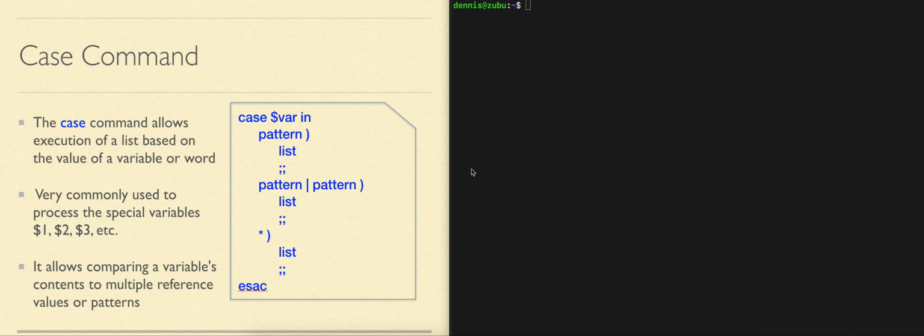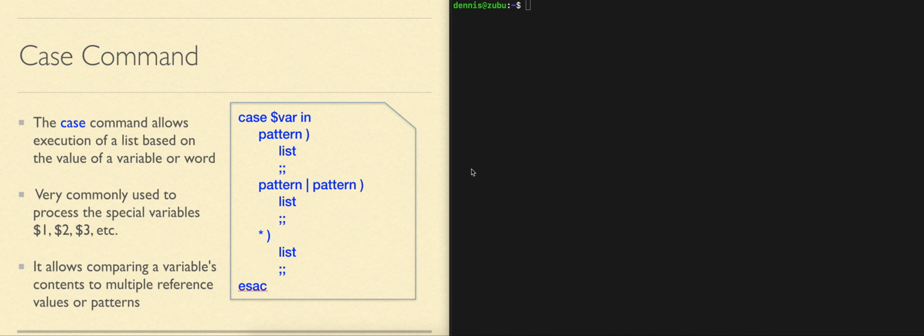If none of the patterns listed match, the special pattern asterisk or star can be used to mean didn't match any other patterns, match anything. In other words, a default list of commands to run. The case command is terminated with the word case backwards, ESAC. And it's not required to have a match. It's entirely possible to have a pattern that doesn't match what's in the variable and that does not cause a failure.